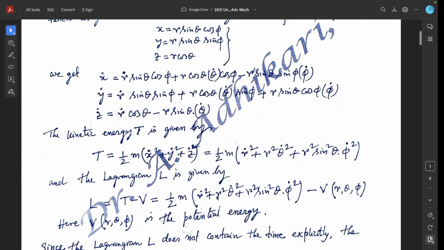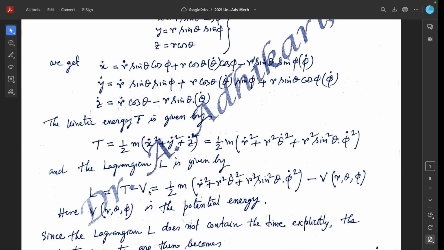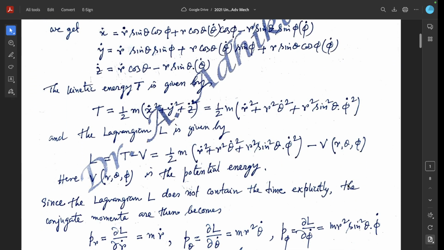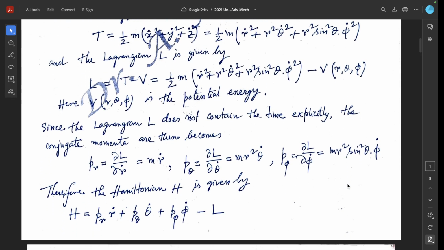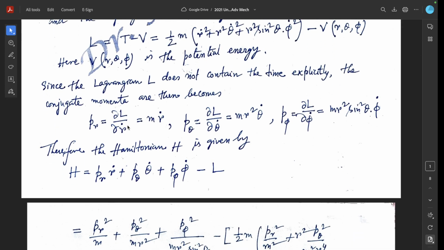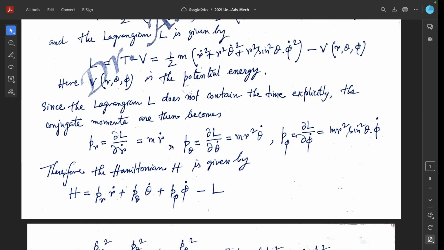And the Lagrangian L is given by L equal to T minus V. So this is the kinetic energy minus the potential energy V(r, theta, phi). Since the Lagrangian does not contain the time explicitly, the conjugate momenta are then p r equal to del L by del r dot, that is equal to m r dot, and p theta equal to del L by del theta dot, equal to m r square theta dot, and p phi equal to del L by del phi dot, so m r square sin square theta phi dot.